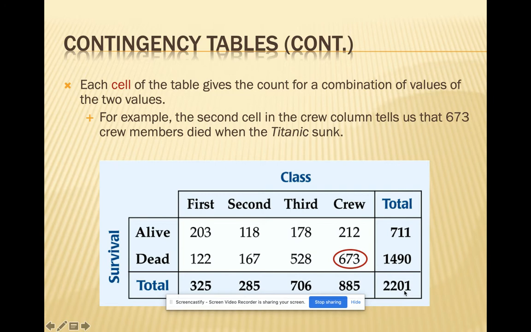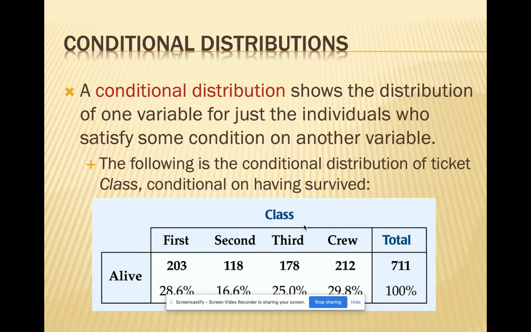What you find in the table are the counts of people that meet two different criteria, or who fall into a particular combination of values for the two variables. So right here, there were 673 members of the crew who died. Okay, there were 203 first class ticket holders who were alive. Okay, you can see where it's broken down by each category.